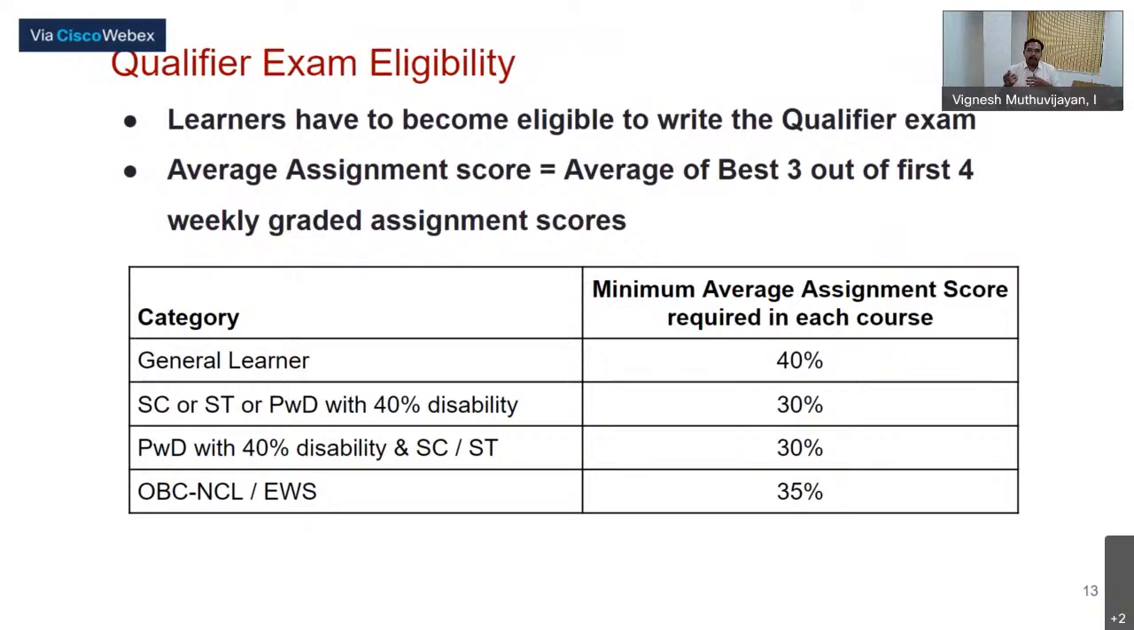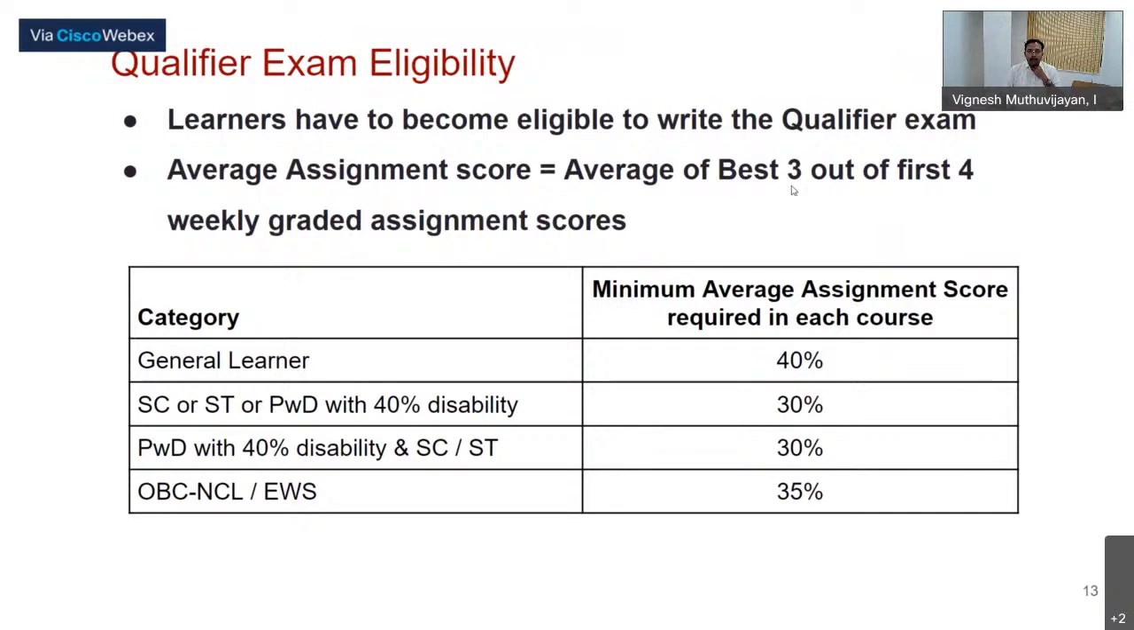So that is how you become eligible to write the qualifier exam. The average assignment score should be as given here, 40% or 30% or 35%, depending on the category you belong to. The average of the best 3 out of the first 4 weekly graded assignment scores is taken as the average assignment score.